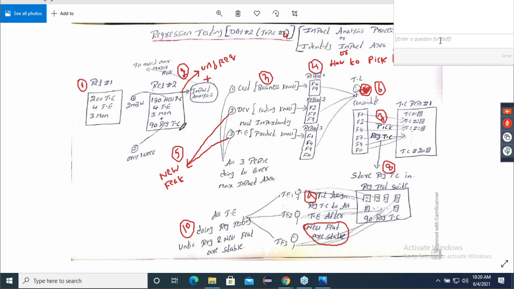This process of regression testing continues until all the regression features and the new features are stable.